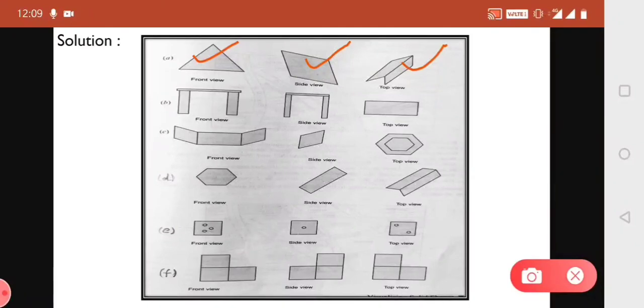Next, a table is given. Again for the table, when you look from the front side as given in the figure, you can see only the two legs of the table. Similarly, when you look from the side, again as given in the figure, you can see only two legs. And when we look at the table from the top, that is the top view, you can see the rectangular part of the table.